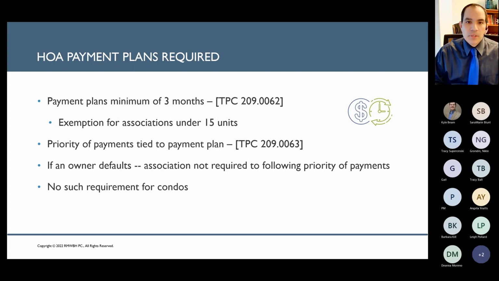So payment plans must be a minimum of 3 months. That's per 209.062 of the property code. Exemption for associations under 15 units. It's a different standard for those. Priority of payments must be tied to the payment plan. If an owner defaults, an association, as I mentioned earlier, is not required to follow the priority of payment schedule in 209.063. And there's no such requirement for condominiums.